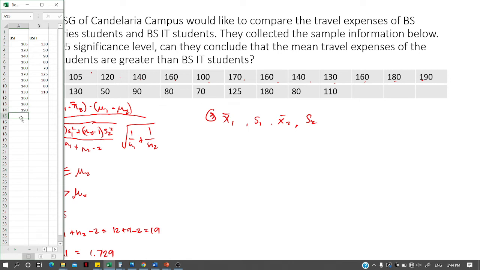Alright. So what will I do next? I can use the process we usually do, wherein I get the sum and divide by 12. So I get 146. That is the mean of BSF. Let's highlight that. Then for BSIT, I can also do that. I just get the sum, then divide by 9. So I get the mean or the average for our BSIT.